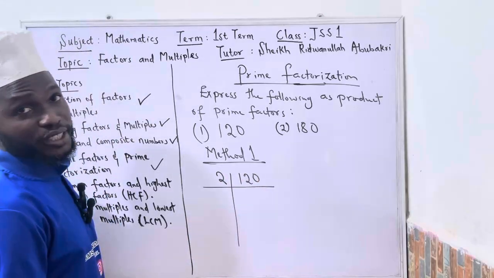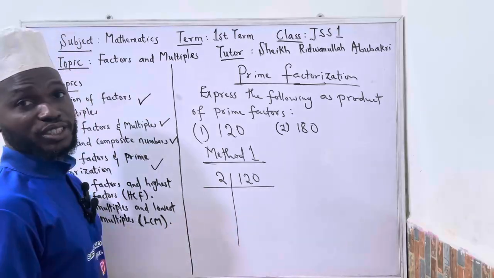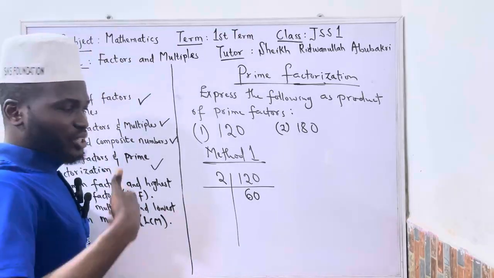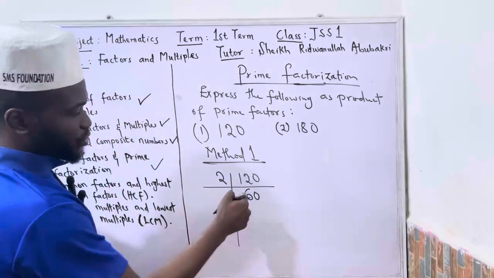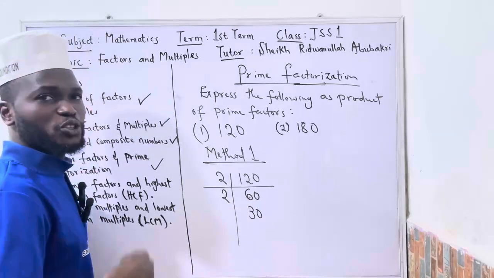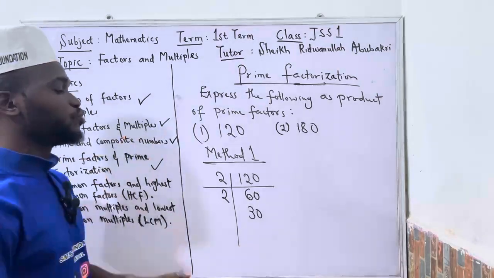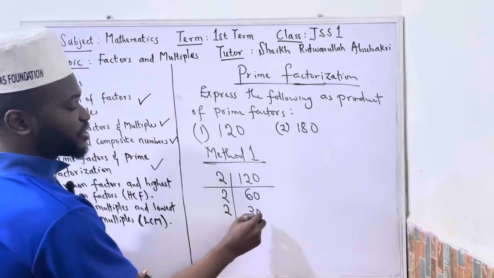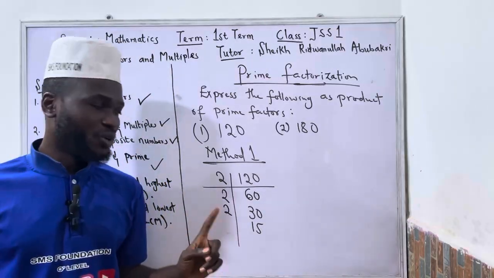Because 2 can divide 120. If 2 cannot work, don't use it. But 2 can work. So 120 divided by 2 will give me 60. Now, if 2 can still work, don't give up yet. You use 2 again. 60 divided by 2 will give me 30. Of course, 2 can still work again. So you keep using 2 till you can no longer use 2. 30 divided by 2 will give me 15. Now at this point, 2 can no longer work.